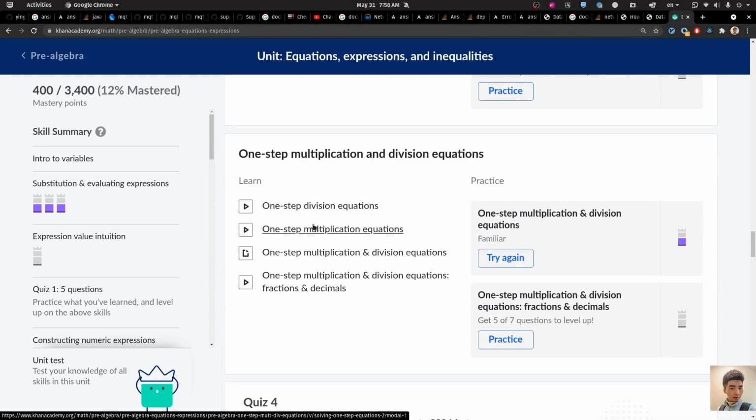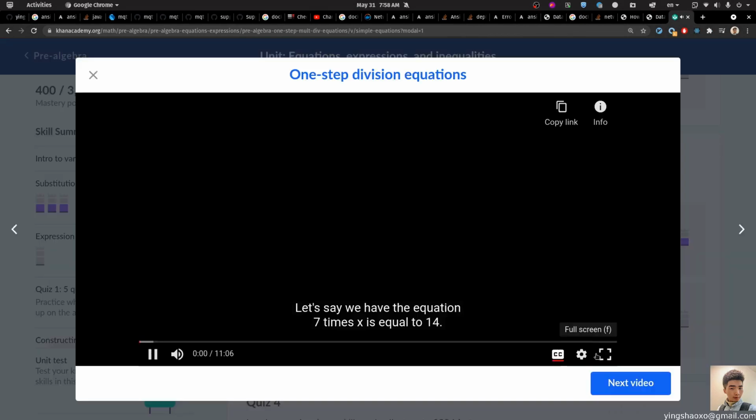Here we have a lot of different things. One step multiplication equations. Let's say we have the equation 7 times x is equal to 14.